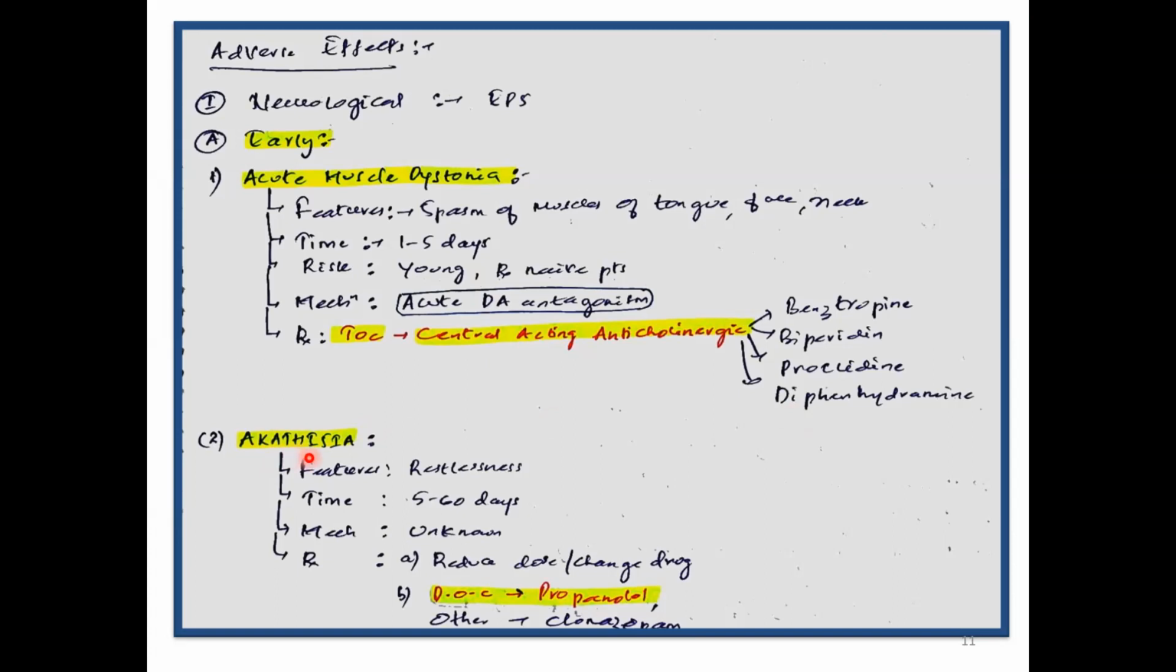The second early side effect of antipsychotic agents is akathisia, which usually presents in the form of restlessness with no anxiety. It starts within 5 to 60 days of initiation of therapy, and the mechanism is not clearly known. The treatment strategy for akathisia is to reduce the dose of the antipsychotic or change from a typical to an atypical. However, the drug of choice for akathisia is propranolol, a non-selective beta blocker. Another drug which may be helpful is a benzodiazepine, that is, clonazepam.